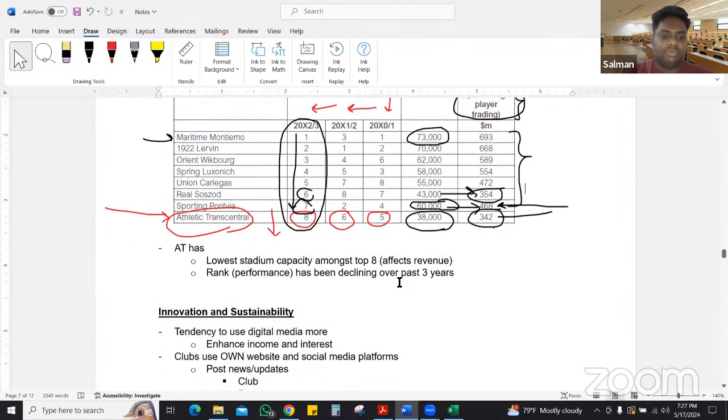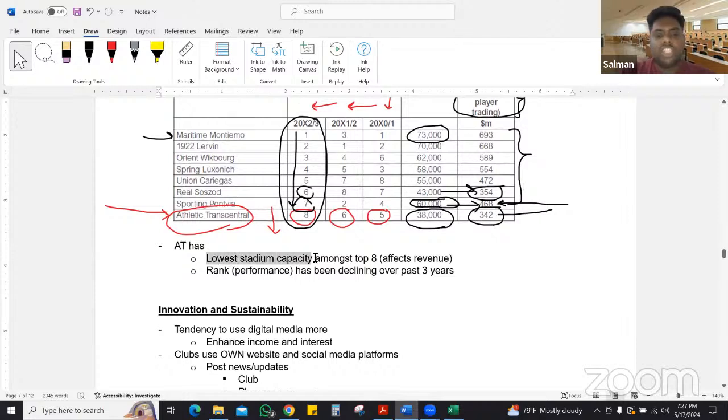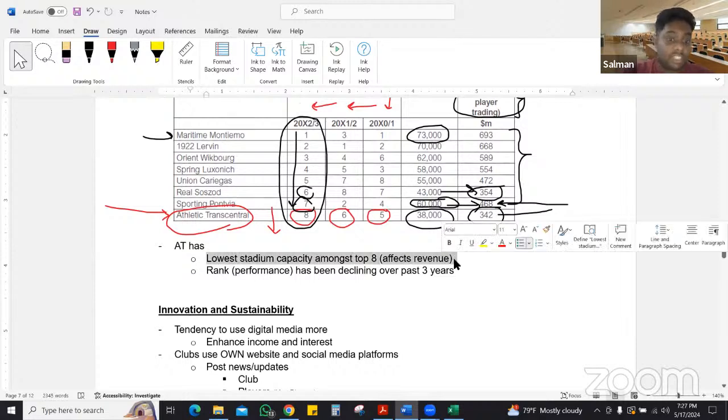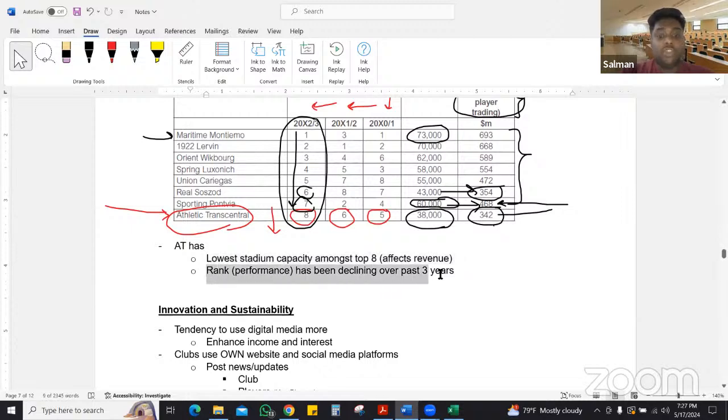Okay, let's move on. So ATC has the lowest stadium capacity amongst the top 8, which affects revenue, as we discussed. And our performance has been declining over the past 3 years, which is the major challenge.